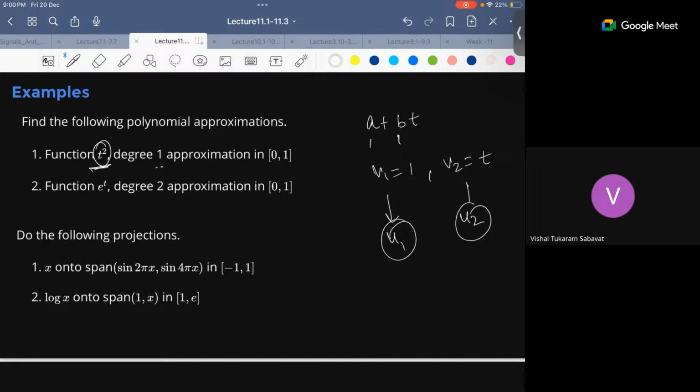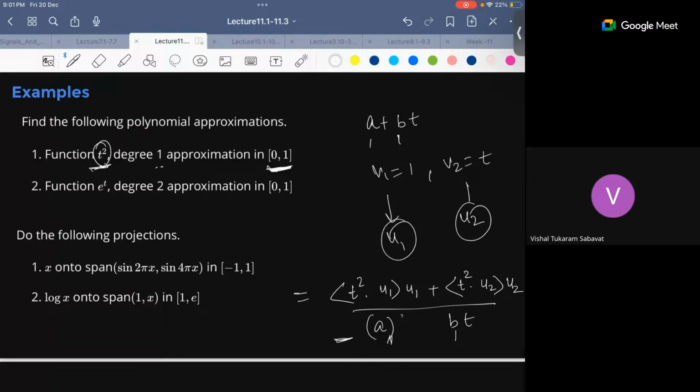This is the function. So what will be the value? T square, the inner product of t square with u1 in the direction of u1, plus the inner product of t square with u2 in the direction of u2. From here you will get some values of a and b, a times the constant and b times t. So this function will best approximate t square in the interval of 0 to 1. Have you understood this or not?